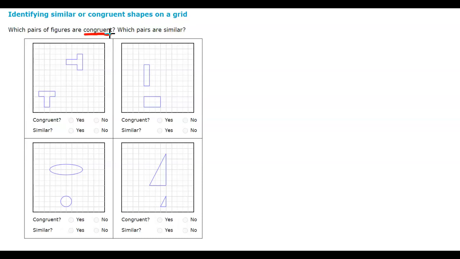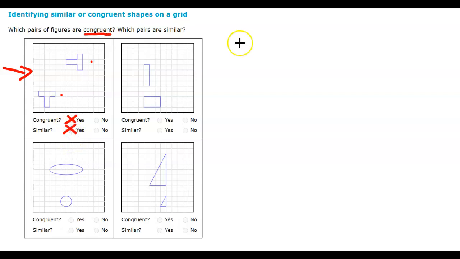So let's go ahead and take a look at the first one right here. And we're going to identify if this is congruent and if it's similar. So are these two shapes the exact same size and shape? Yes, they are. So they're congruent. Okay. Now, similar means the exact same shape, but possibly a different size. So these two here are the exact same shape. So they are congruent and they are also similar.